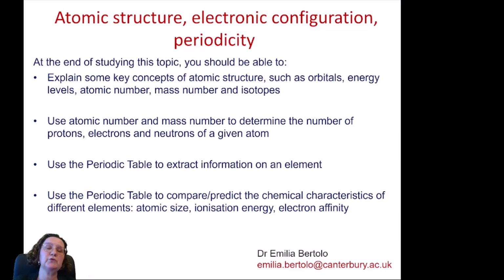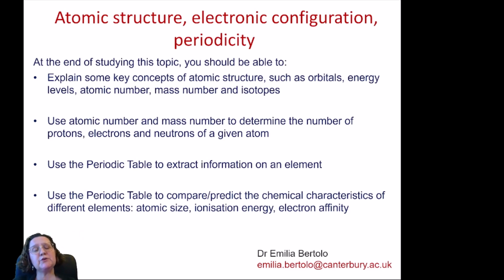So this was all for this series of videos. We have been covering some key concepts about atomic structure: what's an orbital, energy levels, and very importantly, atomic number, mass number, and isotopes, and also atomic mass. We've been looking at how we can use atomic number and mass number to determine how many protons, electrons, and neutrons an atom has.